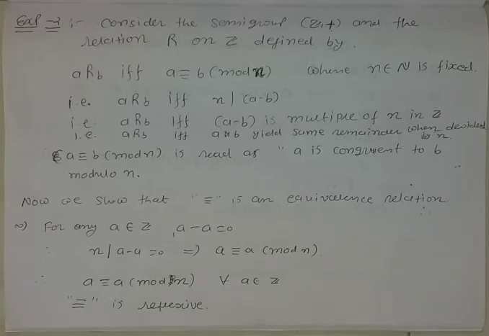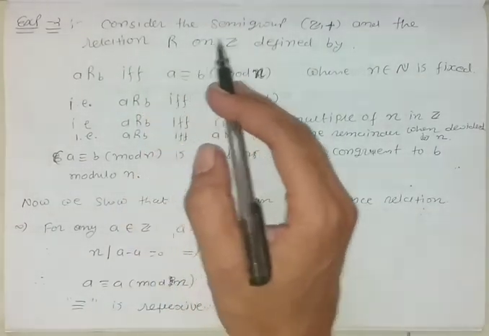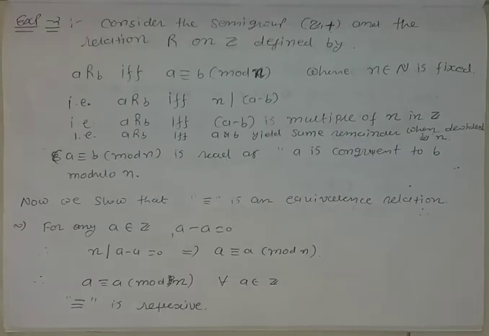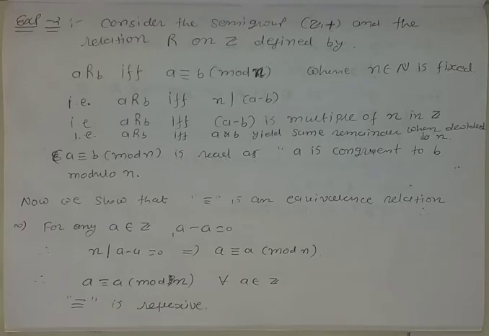So what is our aim? Our aim is to show that for this relation, R is a congruence relation on the semigroup Z plus. To show this is a congruence relation, first of all we show that the given relation is an equivalence relation.